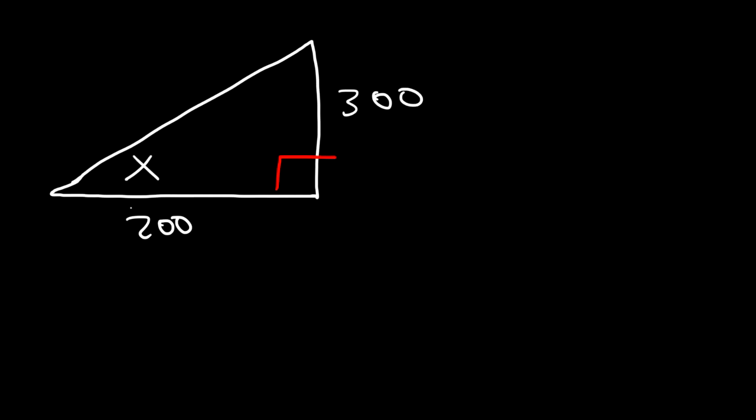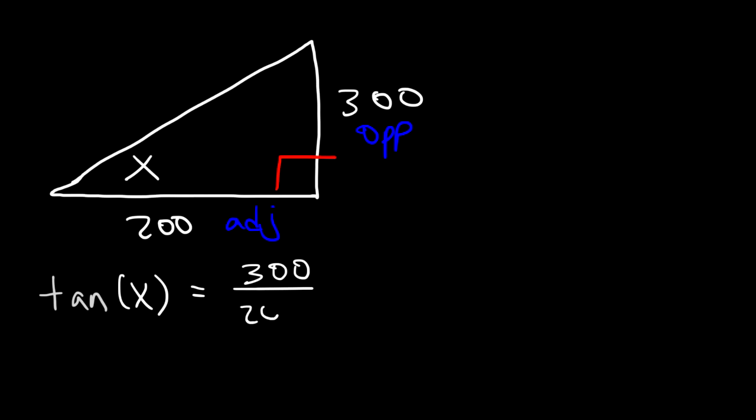Now sometimes, you need to calculate the value of the missing angle. So let's say this side is 200 and this side is 300. What is the value of x in this picture? 300 is opposite to x. 200 is adjacent to x. And we know that tangent is opposite over adjacent. So we could say that tangent x is equal to the opposite side, which is 300, divided by the adjacent side, which is 200.